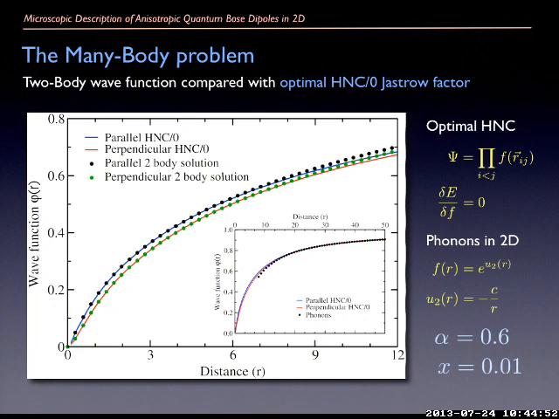And here I show the two-body solution, the Jastrow factor that we get in one direction, which is the parallel direction where all dipoles are pointing like that, and the other is in the perpendicular direction where they are pointing like that. And in between, you can do all the matching with the cosine terms. So now we have the wave function that you can use.